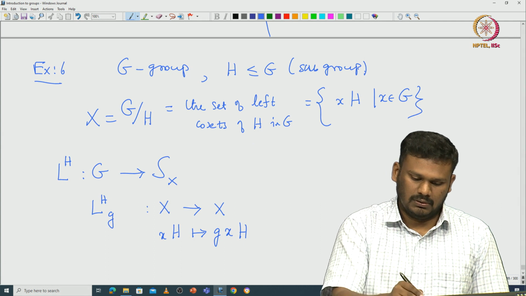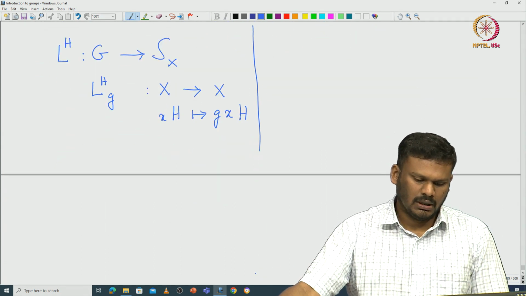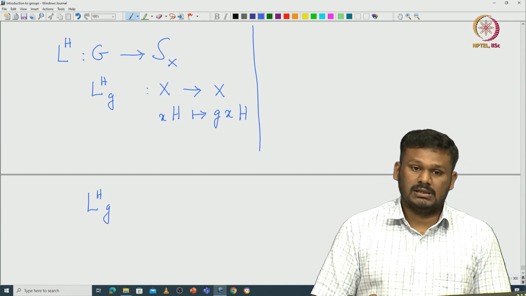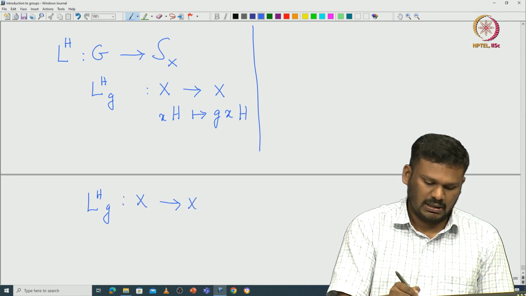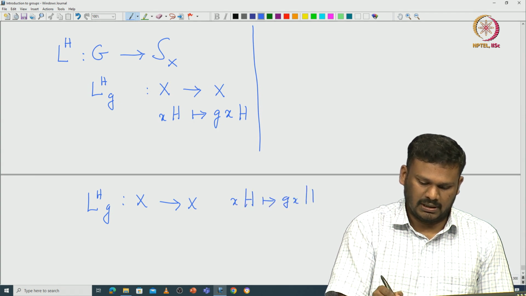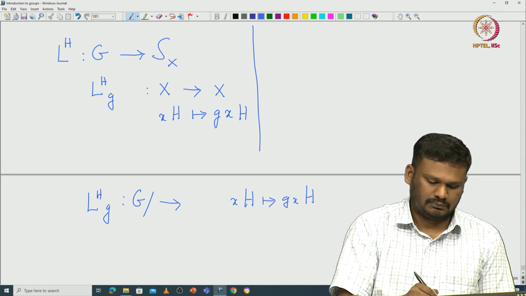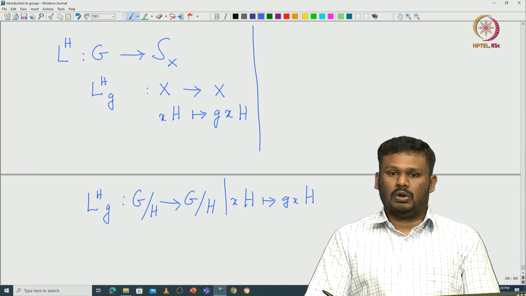Okay. So, now let us check this is indeed a group homomorphism. First of all, why is this L_g inside S_X? So, this is defined from X to X given by xH mapping to gxH. So, maybe I will use G modulo H here just to emphasize it is acting on this G modulo H.